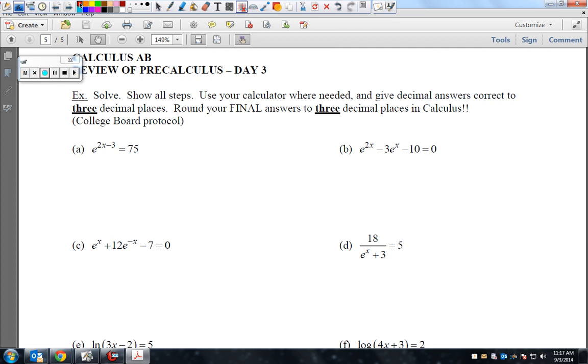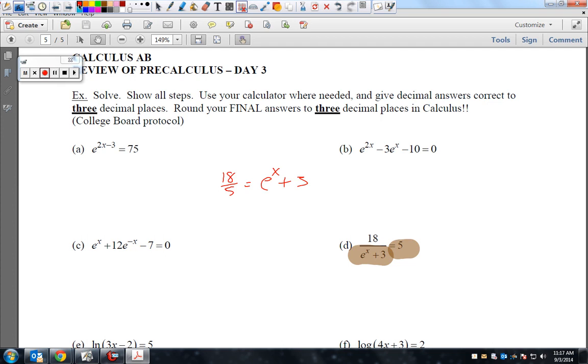Alright, D. Kenzie, what would I do? Megan, help her out. What would I do? So yeah, you're multiplying by e to the x plus 3 and dividing by 5. So basically, if you don't see it, we've done it today with other problems. Flip-flop those two. 18/5 is equal to e to the x plus 3. You see what I'm doing now?